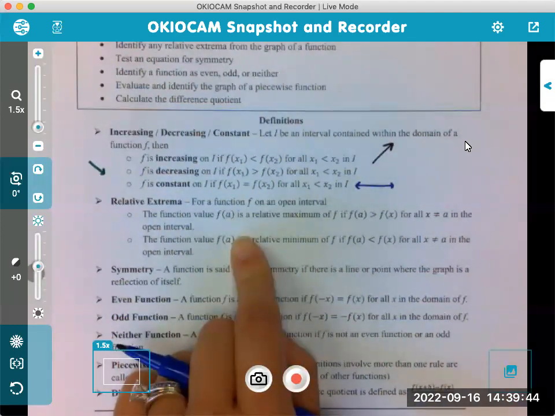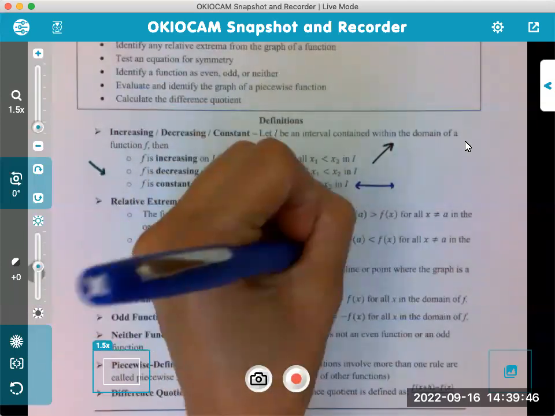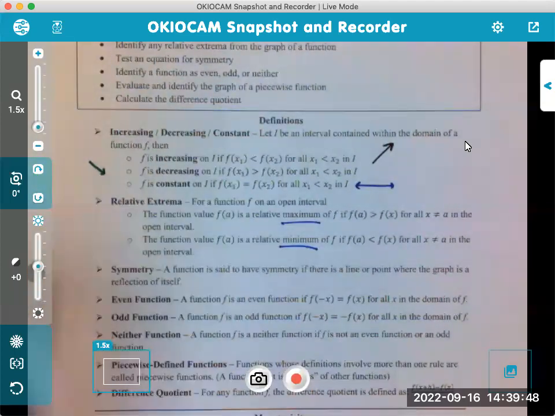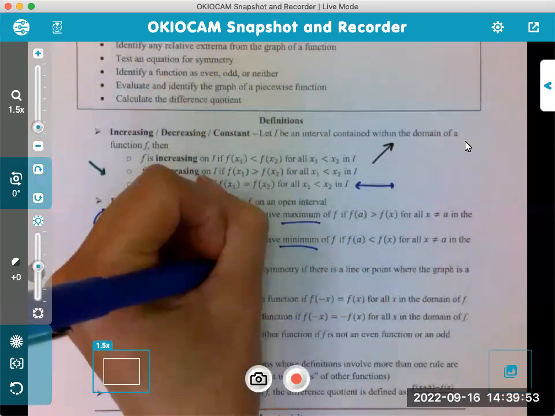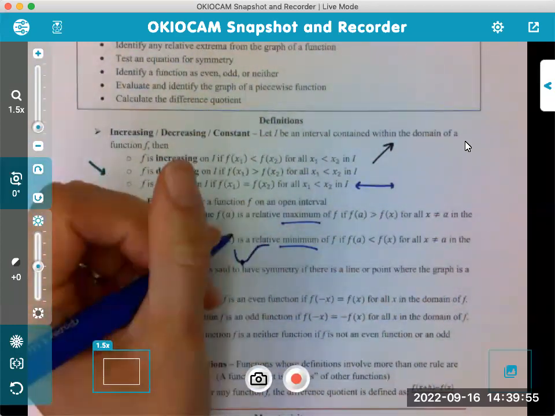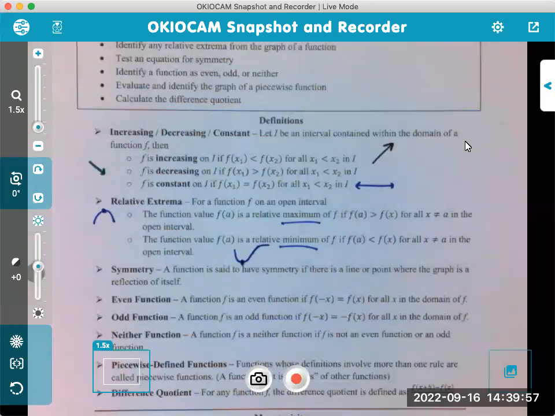So relative extrema, that is just also max and min. Basically what you would think of, right? A max is like a hill, and then a min would be like a valley. All right, so maximum, minimum, also thought of as local. Symmetry is basically if there is a line or a point where we could reflect the graph onto itself. Think of if we had a mirror, would the graph show both sides of a branch, so to speak.